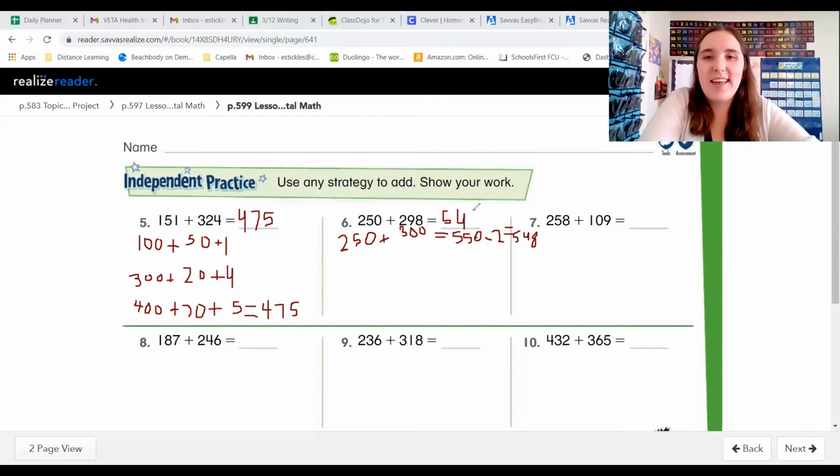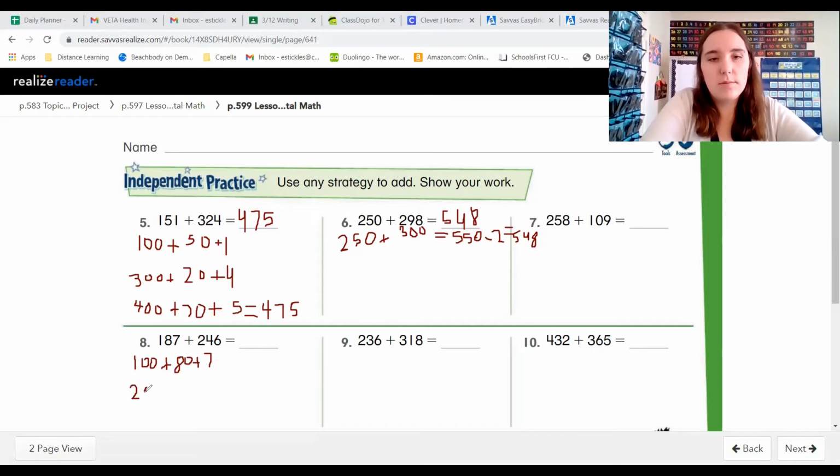Okay, there we go. Let's do number 8 together. We have 187 plus 246. Again, I really like breaking it apart, so I'm going to try that one for this. 187 is the same as 100 plus 80 plus 7.